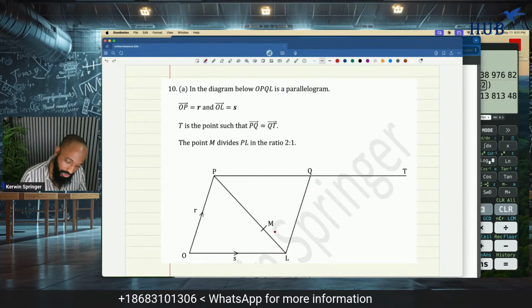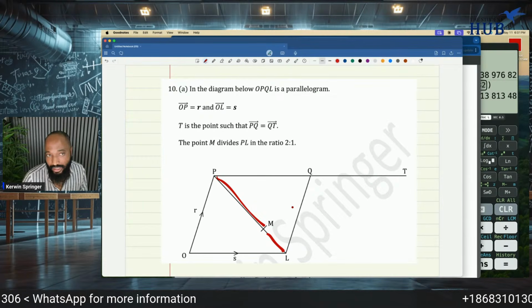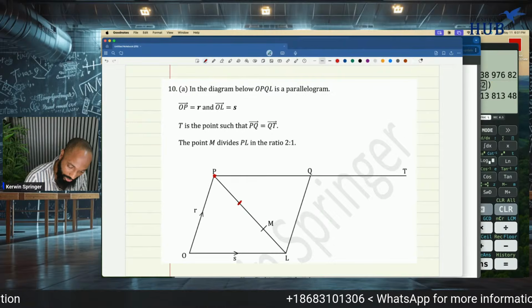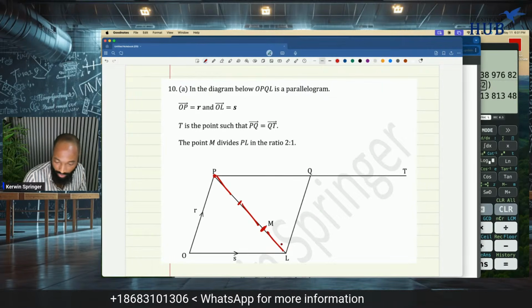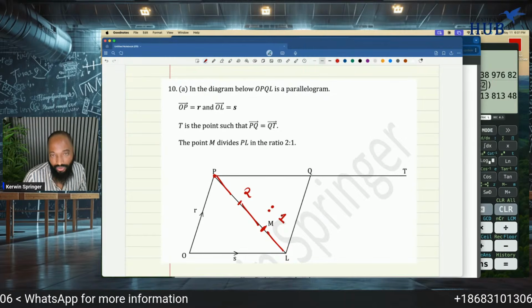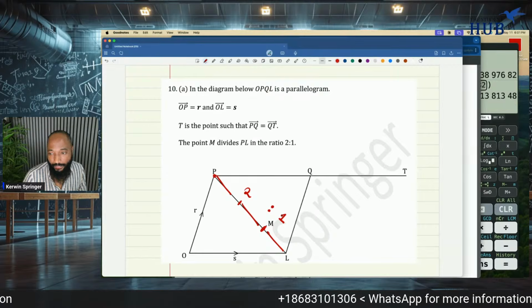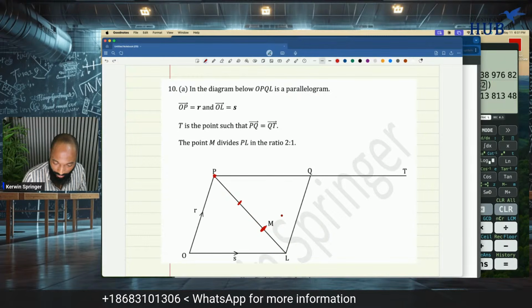Point M divides in the ratio 2 to 1. It doesn't mean that this is half and this is half. 2 to 1 means that I could split this here, here, and here. This is two parts, 1, 2, and this is one part here. So it's in the ratio 2 to 1. Are we cooking? 3 parts. So we understand everything on the board so far?